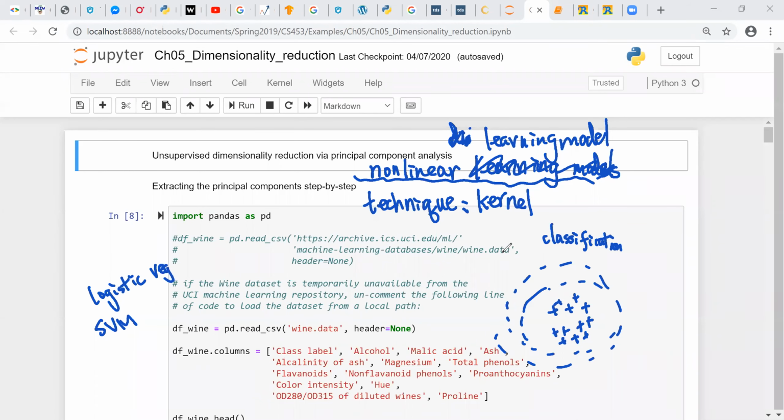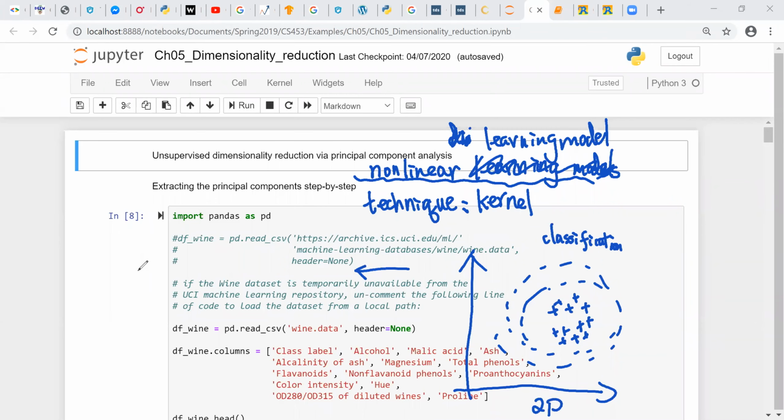You can write this and I give you bonus point. So that's a kernel technique. What is kernel technique? Let's erase this part. Originally, this is two-dimensional. Then you are going to convert this into three-dimensional.